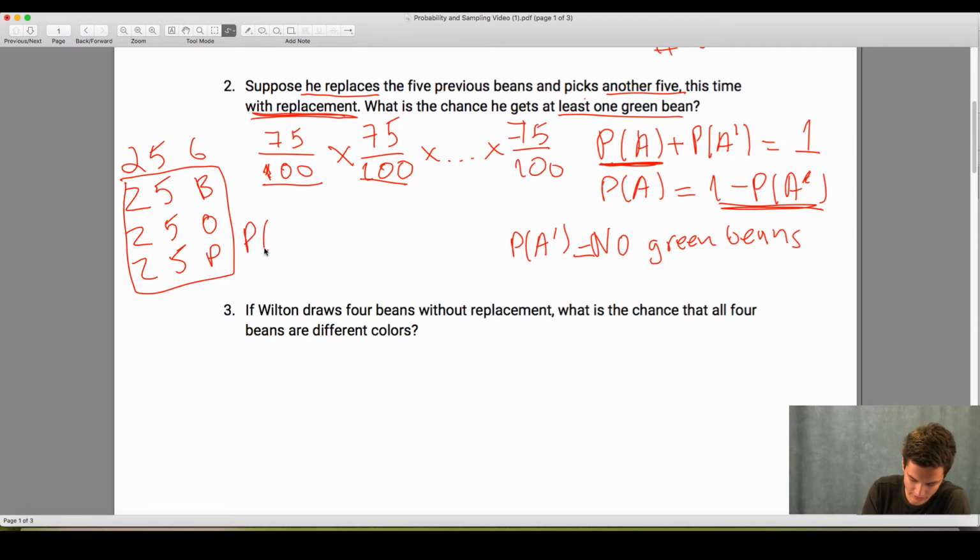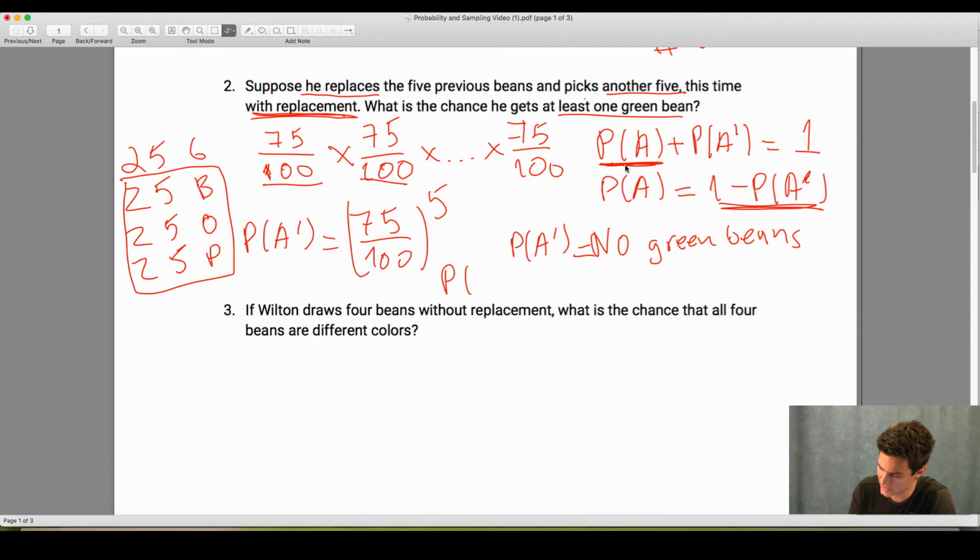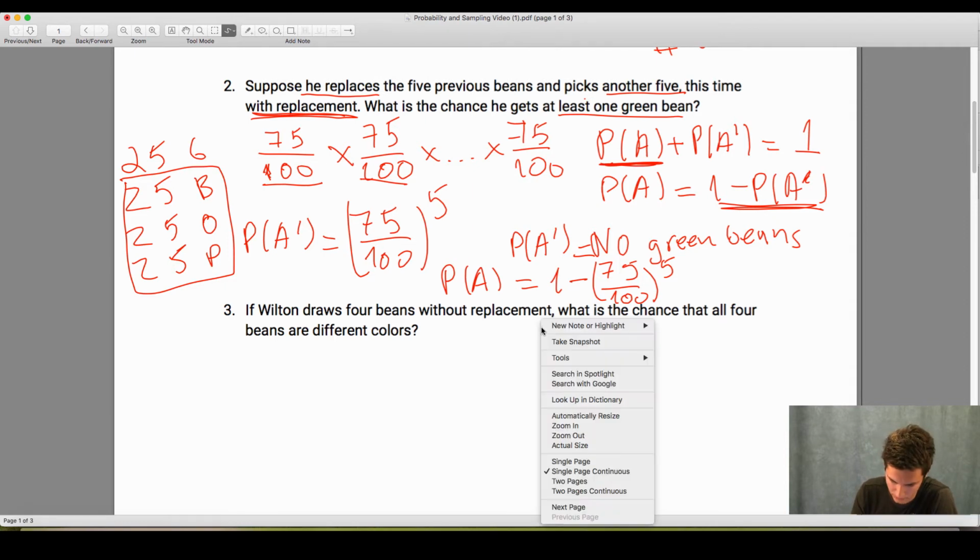Which is going to give me a probability that my complement event is 75 over 100 raised to the 5th power. And now I can calculate the original event that I was going for, namely the probability that I get at least 1 green bean, by using this formula I wrote right here, which is that the probability of A is equal to 1 minus the probability of A prime. So 1 minus 75 over 100 to the 5th. Okay, so this is the second problem.